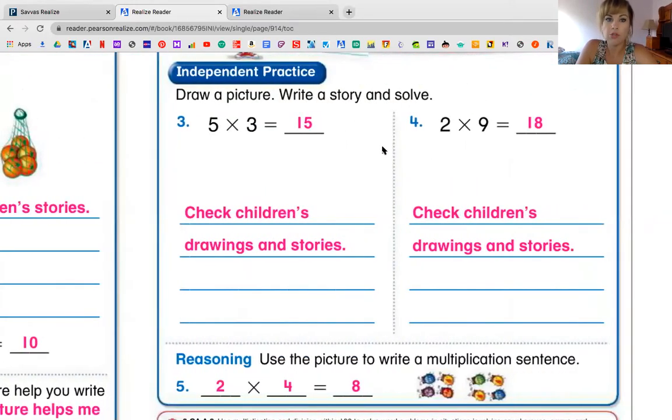Question number 3, draw a picture and write a story. So obviously there's not a picture in here, and the stories are not available, so I'm gonna give my version of it, okay? So we are working with 5 times 3, or Mrs. Witcher likes to say it as 5 groups of 3. What do I mean by 5 groups of 3?